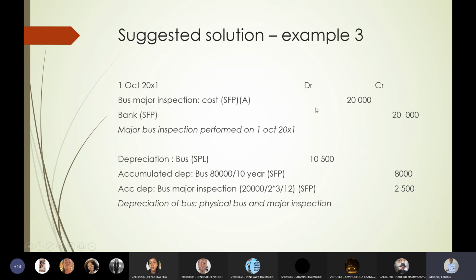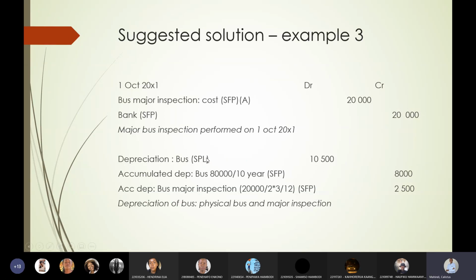But what is important is that you show that this is shown in the statement of financial position. Then I can understand that you realize that this is an asset. The A in brackets there stands for an asset, and SFP stands for statement of financial position. And we know in statements of financial position, we only show assets, liabilities, and equity. Depreciation is an expense, so it's shown in the statement of profit or loss and other comprehensive income, that's where expenses are shown.